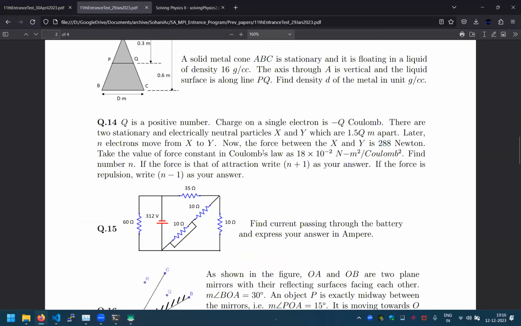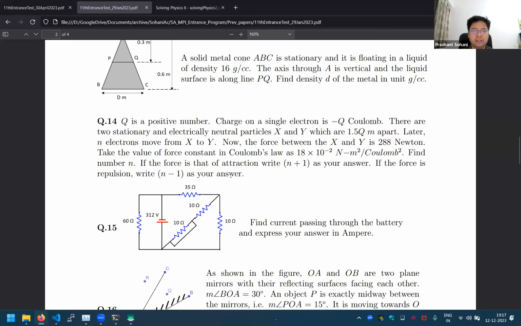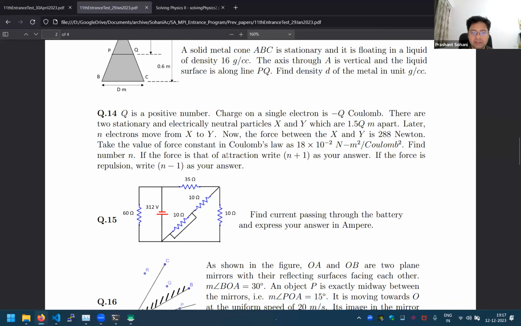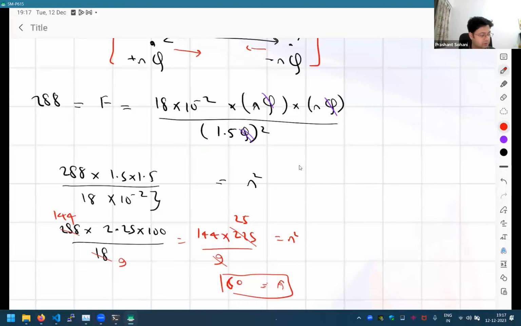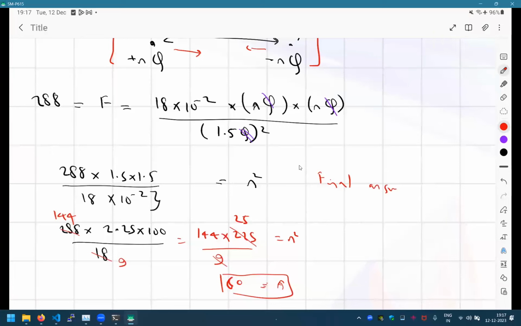But now read the question carefully, because they have not asked for the number of electrons directly. They have added one small twist: instead of asking the number of electrons, they have asked that if the force is attraction, then write n plus 1. If the force is repulsion, write n minus 1. See how they pack two questions in one, that if you just find the number of electrons but don't know the sign, then you cannot solve this question. But now we know that it is attraction, so we have to write 60 plus 1, correct? So the final answer is 60 plus 1, which is 61.